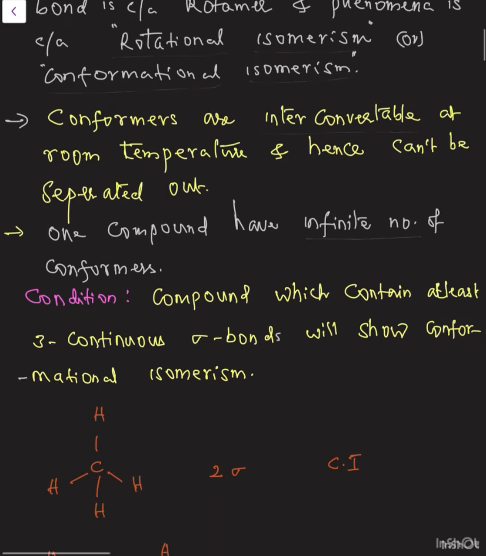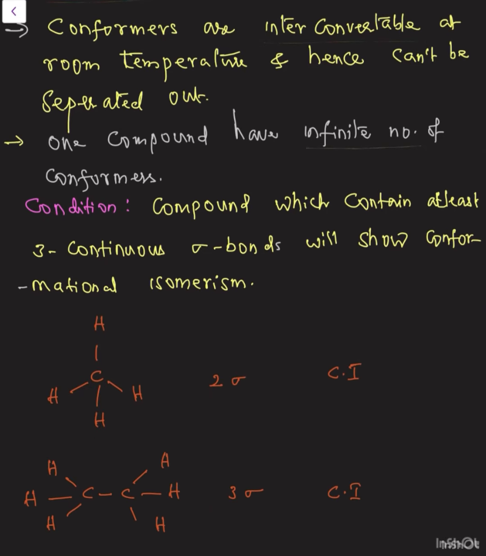But there is a condition: a compound which contains at least 3 continuous sigma bonds will show this conformational isomerism. There should be at least 3 continuous sigma bonds present in the molecule. They only show this conformational isomerism. Let us see some compounds.